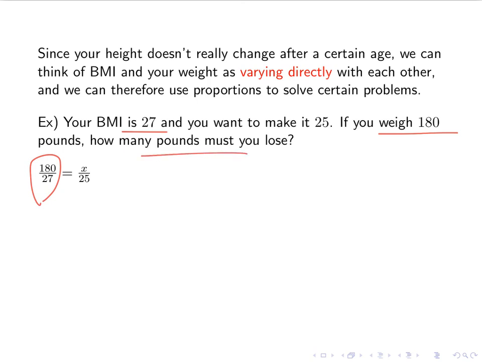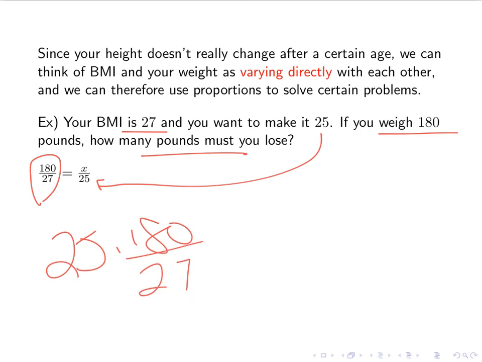And then how many pounds must you lose? So that's not really X. We'll get into what X is in a minute, but X is the weight. And the BMI is 25. So the weight is on top, the BMI is on the bottom. And again, I'm doing this because I want to solve for what's on top. It's a lot easier. So to get X by itself, I'm going to multiply both sides by 25. So what is 25 times 180 divided by 27?